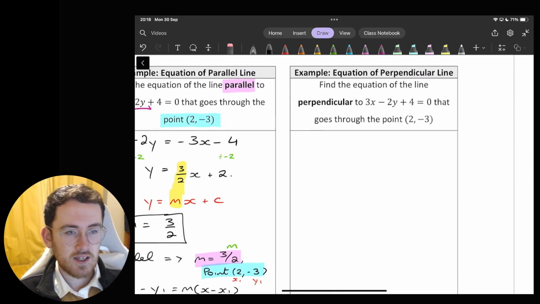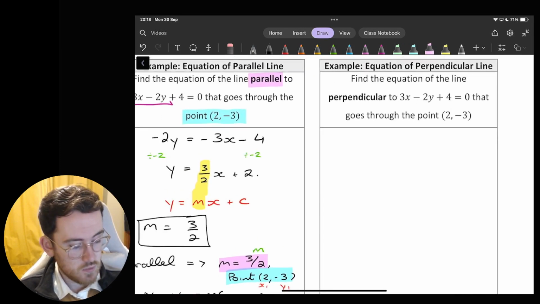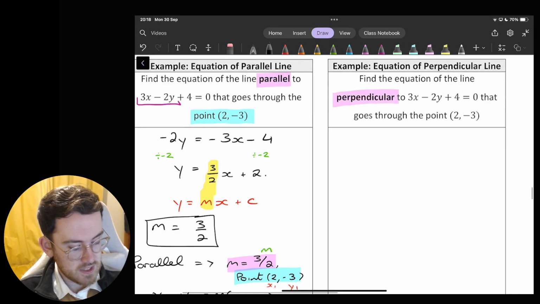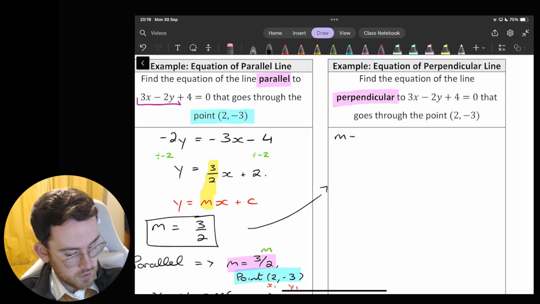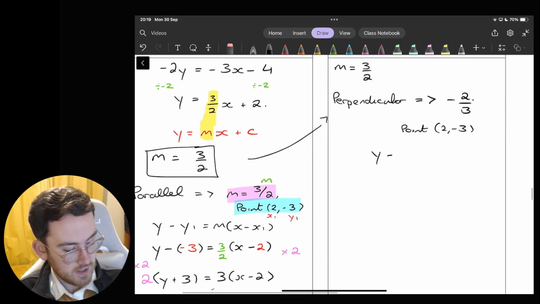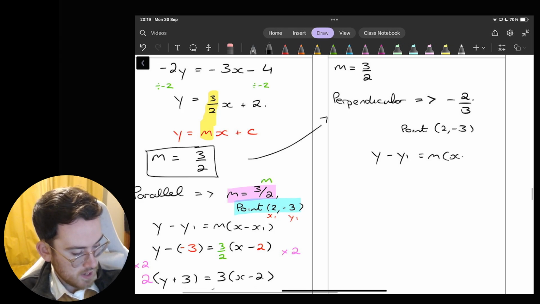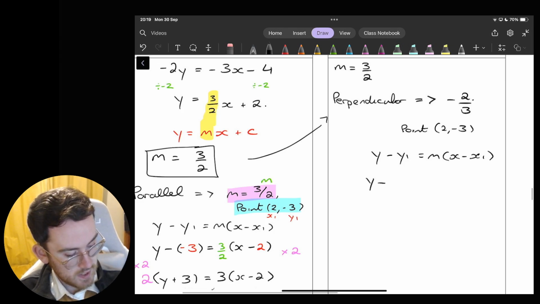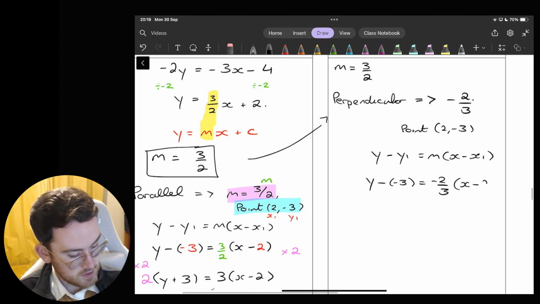So looking now at the second question, we have the same line, but this time we're looking for perpendicular. So I'm just going to take my slope from the last part. We know that the slope of the line is 3 over 2, but if it's going to be perpendicular, then the slope that I need to use for this question is going to be minus 2 over 3. The point that I want to use is the point given in the question, which again is still 2, minus 3. And again, we can lay out our equation of the line formula, and we can fill in the relevant information. So y minus 3 equals minus 2 over 3 times x minus 2.